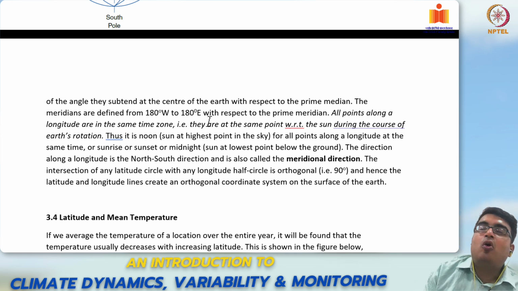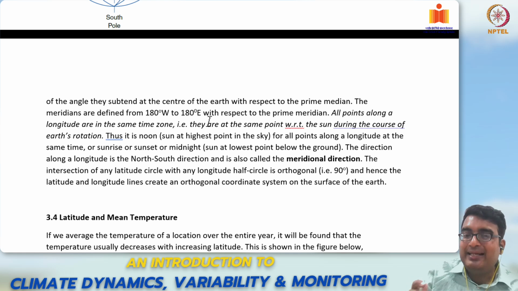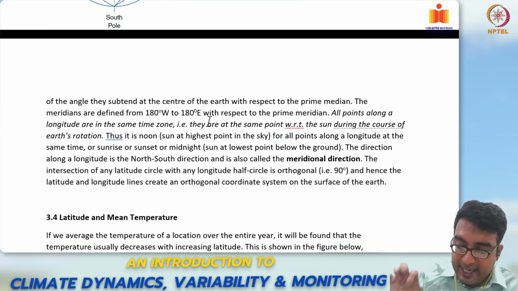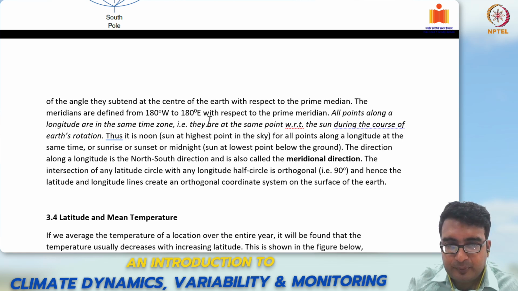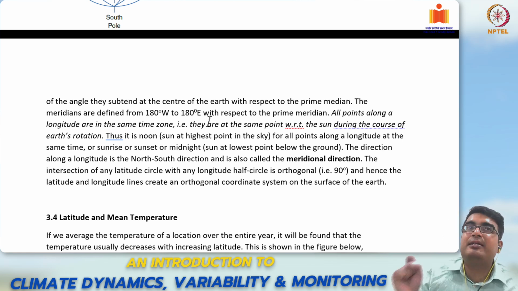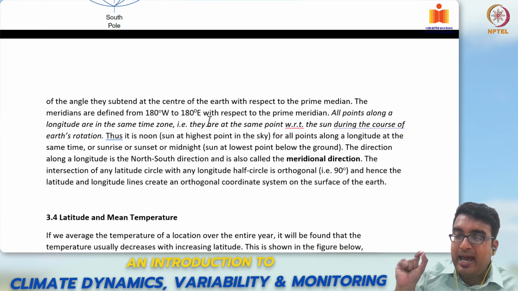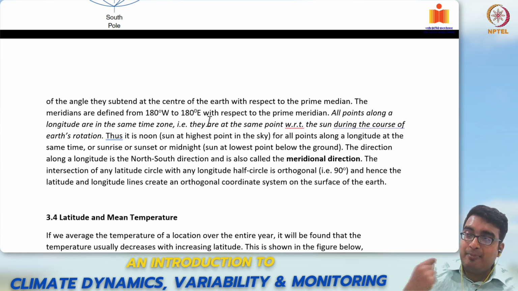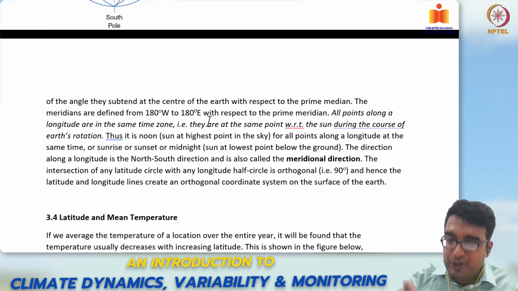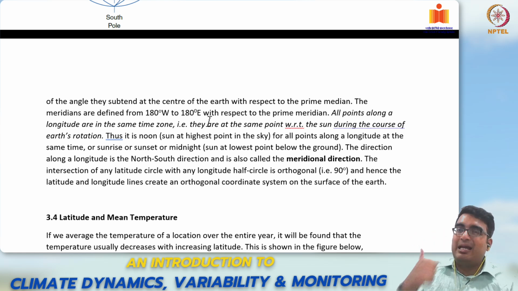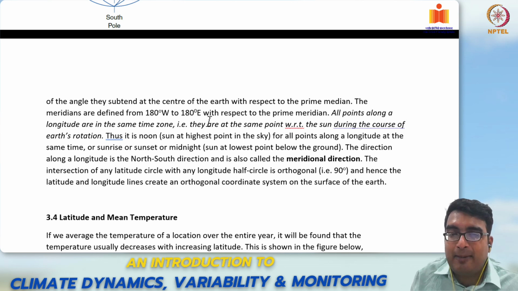So all points along the longitude are in the same local time zone. That is, all of these points experience noon at the same instant of time, and all of these points experience things like sunrise and sunset simultaneously. So this simultaneity is important. For all of the points across a meridian, noon happens simultaneously, morning and evening happen simultaneously, midnight happens simultaneously.